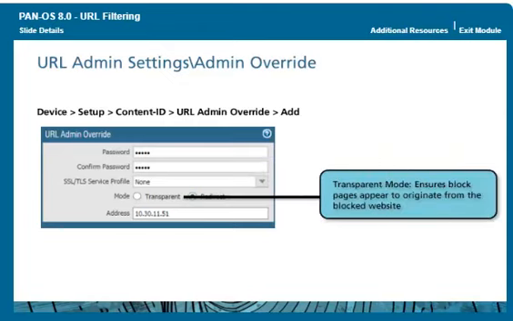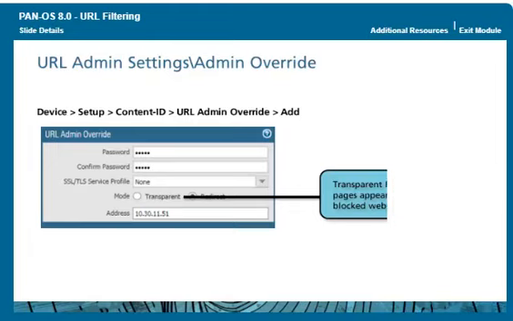Transparent mode ensures that block pages appear to originate from the blocked website. The firewall impersonates the web server in the original request and prompts for a password. If it is an SSL connection and the browser does not trust the firewall certificate, the browser will report a certificate error. Transparent mode is required if no Layer 3 interfaces are configured on the firewall.